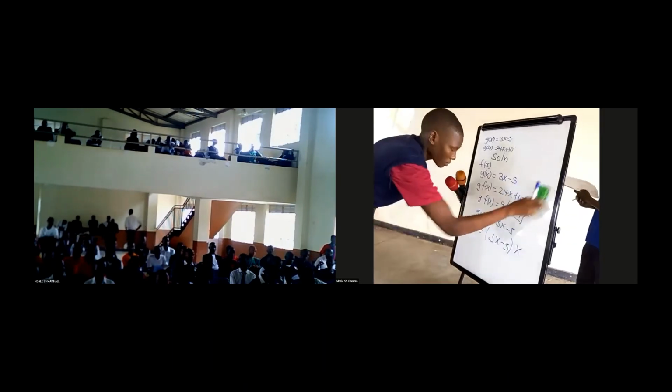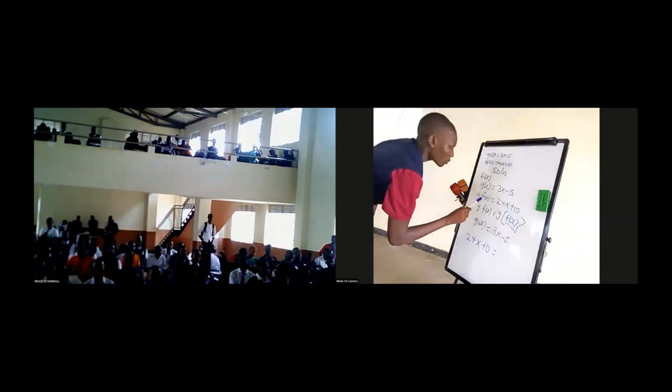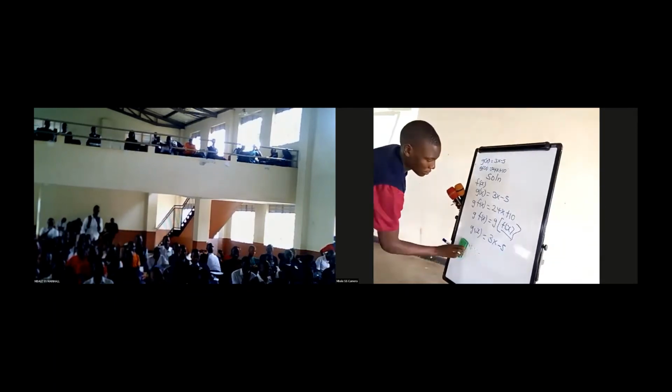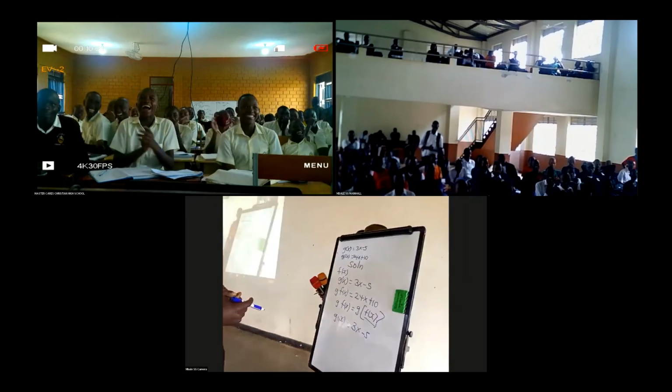Because if you have g f of x, okay. So we have this one is 24x plus 10 will equal to, we are finding f of x. I think I'll proceed from here.